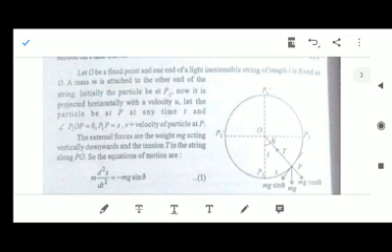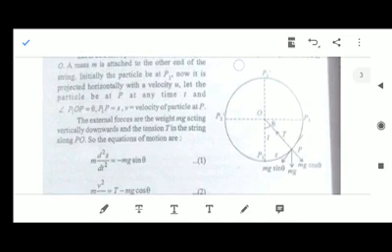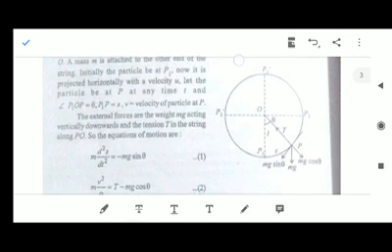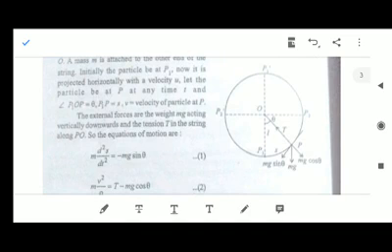Now initially the particle is at P1, and it is projected horizontally with the velocity u. Let the particle be at P at time t. The initial position is P1 and after time t it is at P, and the angle between these two positions, P1OP, is theta. Now P1P is the arc length S covered in time t, and V is the velocity of the particle at the point P.